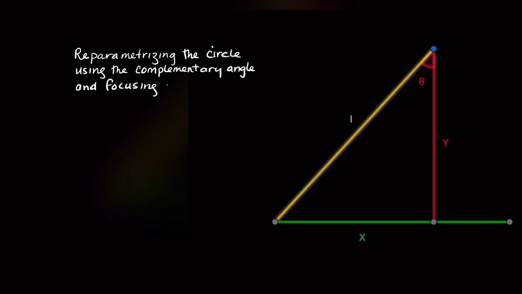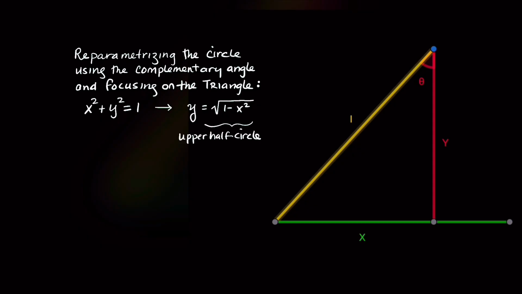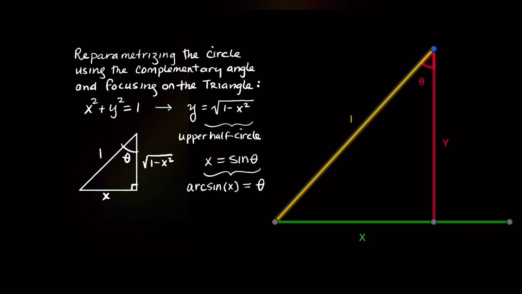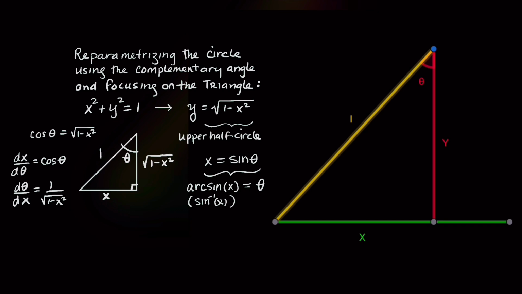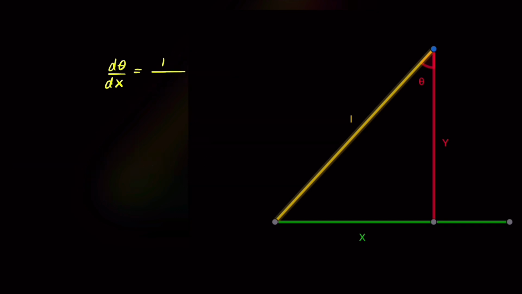Now if we reparametrize the circle using the complementary angle and focus on the triangle, we get y is equal to the positive square root of 1 minus x squared, which is the upper half part of the circle anyway. And from that we can complete the Pythagorean square here and create a triangle of which we can then write down the sine and the cosine of that triangle. And differentiating these, we get d theta dx to be 1 over the square root of 1 minus x squared.